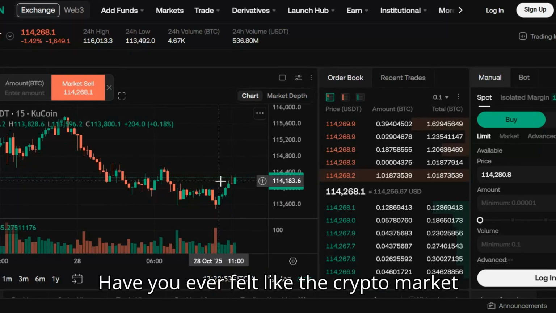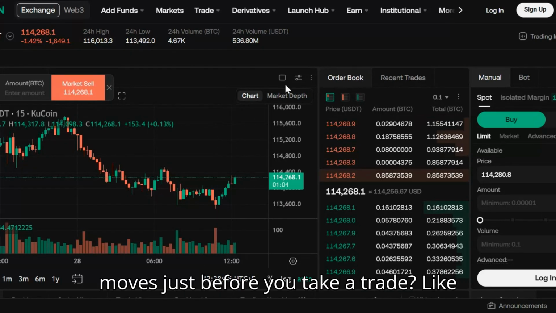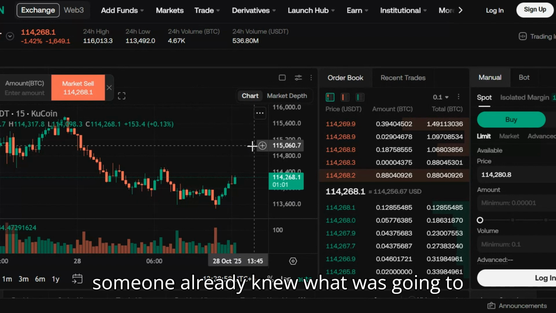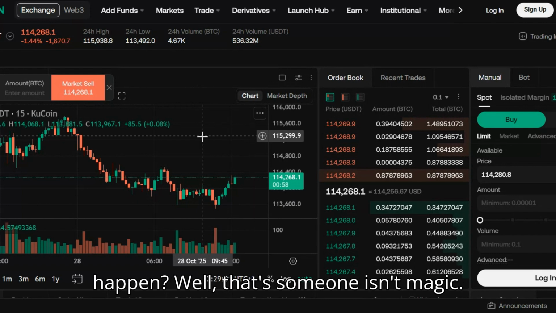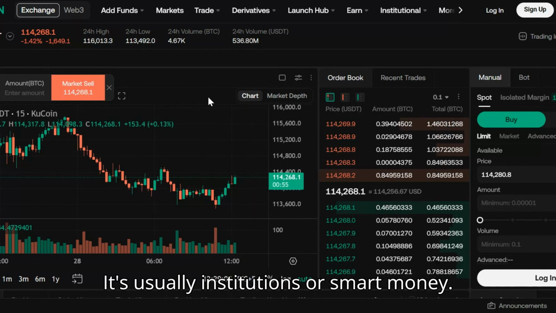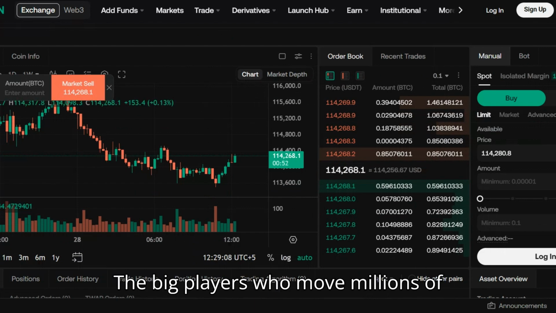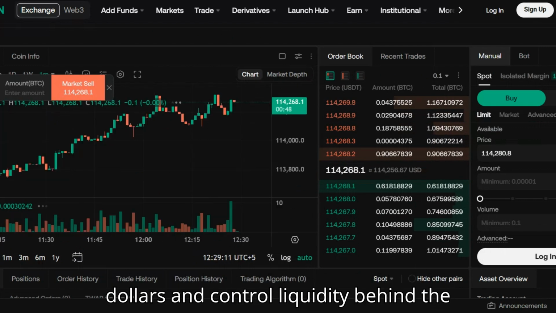Have you ever felt like the crypto market moves just before you take a trade? Like someone already knew what was going to happen? Well, that someone isn't magic, it's usually institutions or smart money, the big players who move millions of dollars and control liquidity behind the scenes.